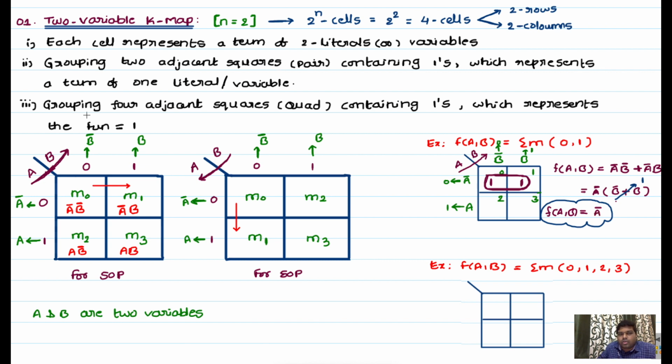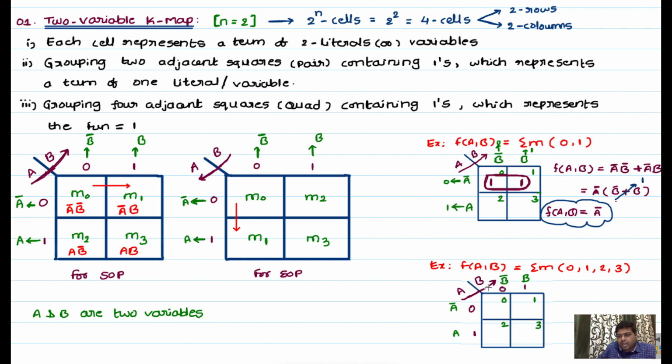Next point is grouping four adjacent squares containing ones, which represents the function equals to 1. For example, here I am taking f of a b is equal to sigma m 0 1 2 3. Now I am indicating here this is a and this is b, and 0 1 0 1. Now I am taking this one is b bar, and this one is b, and this one is a bar, and this one is a, and the arrow direction is upward, so this is 0 and this is 1, this is 2, and this is 3.